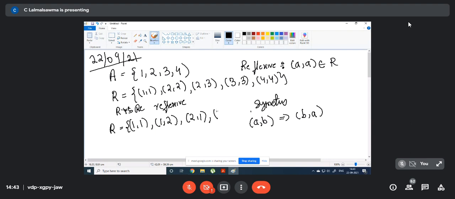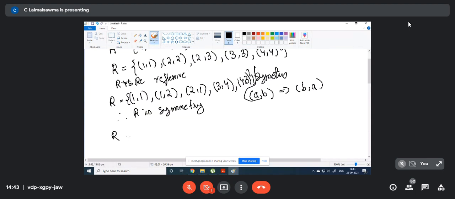This is the example. And 3 4. If there is no 4 3, it is not symmetric. But there is 4 3. Therefore, R is symmetric. This is for revision only. This is the rough.